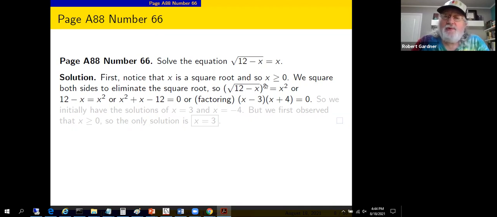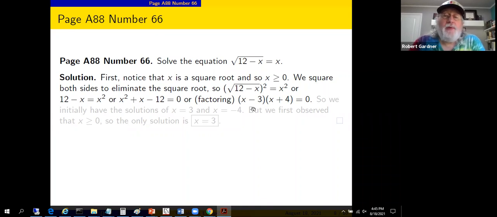So we've got a square root squared. Well, that will produce simply the quantity 12 minus x, in that order. If it's the other way around, a square root of something squared produces an absolute value. That's not what we have here. Right-hand side is x squared. So that's equivalent to 12 minus x equals x squared. Let's rearrange it. Take the x to the other side and take the 12 to the other side. So we'd have x squared plus x minus 12 equals 0.